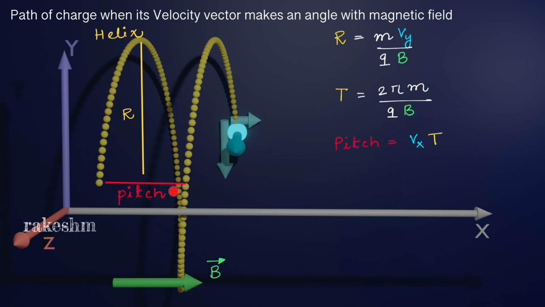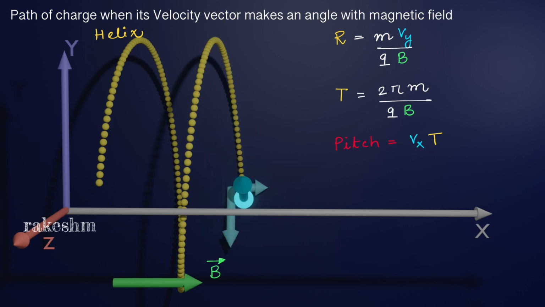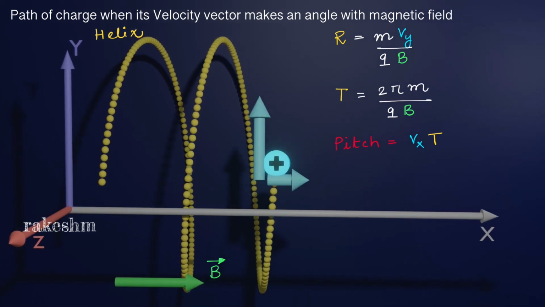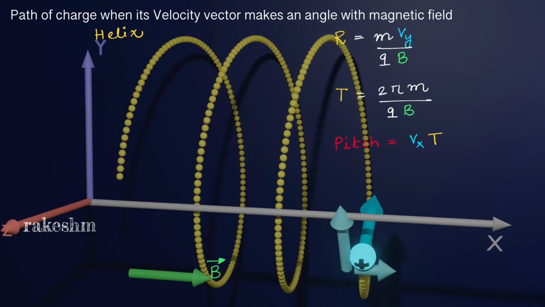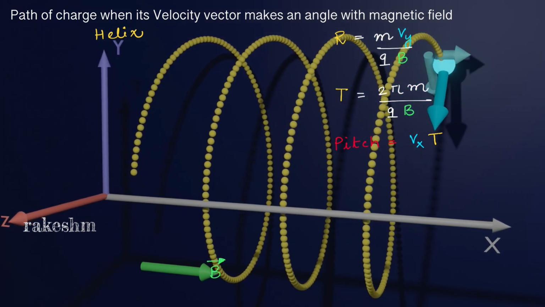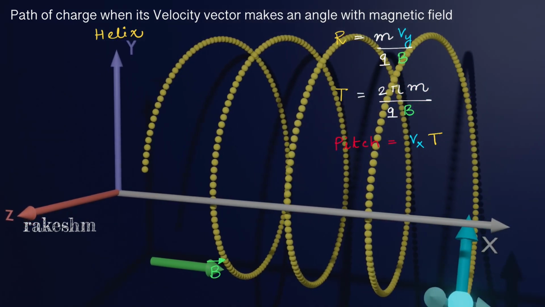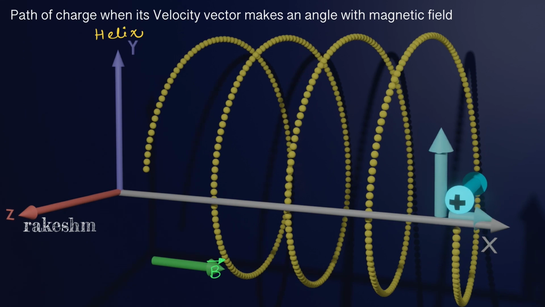Next, the pitch of the helix is the horizontal distance traveled by the particle in one time period. This pitch equals the horizontal component of velocity times the time period. Let us have a look at the schematic once again so you are able to visualize the helical path once more.